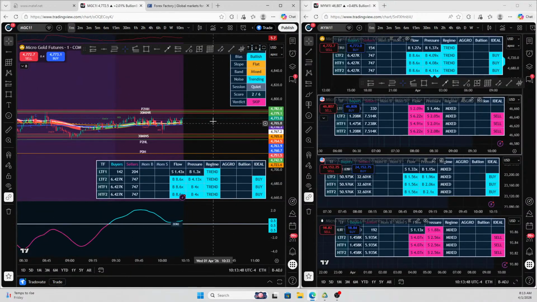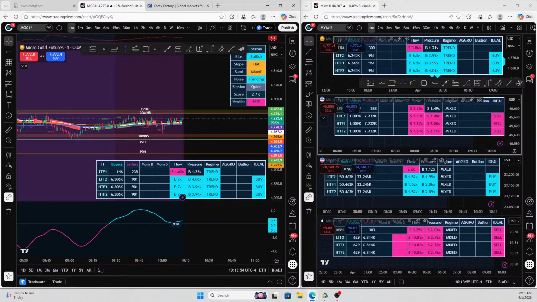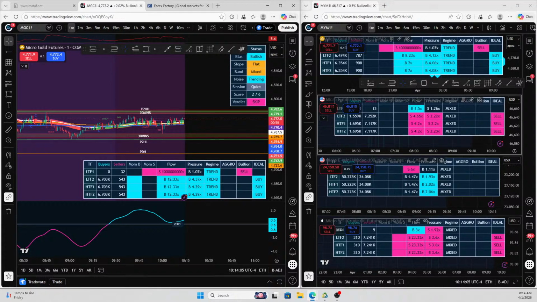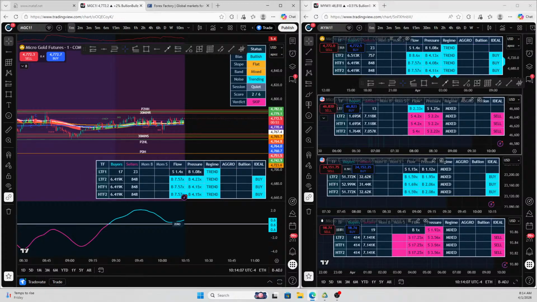Volume is picking up, but we're not seeing any structure being established. Yeah, everywhere there's no volume. I don't really see volume getting dominated anywhere, so we just have to wait for now.